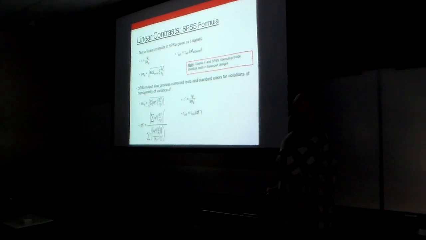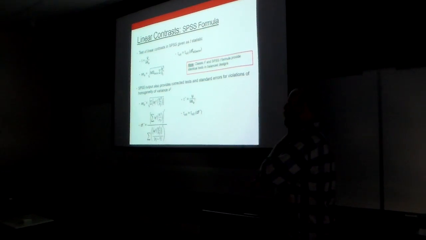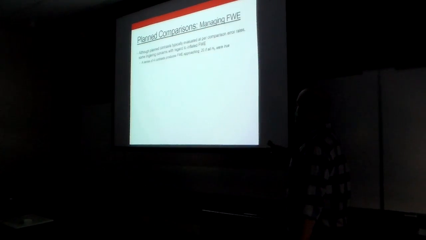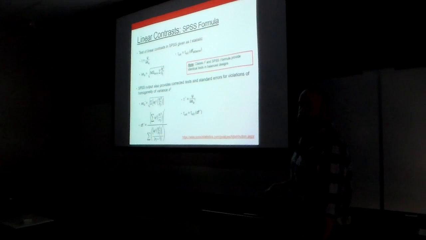If I'm running an F with only two groups, then it's not really an omnibus test, it's a specific test of that. I'm just using a different test statistic, F instead of T. Yeah. And it's reported as the F value and the degrees of freedom. Yep. Okay. Other questions on this?